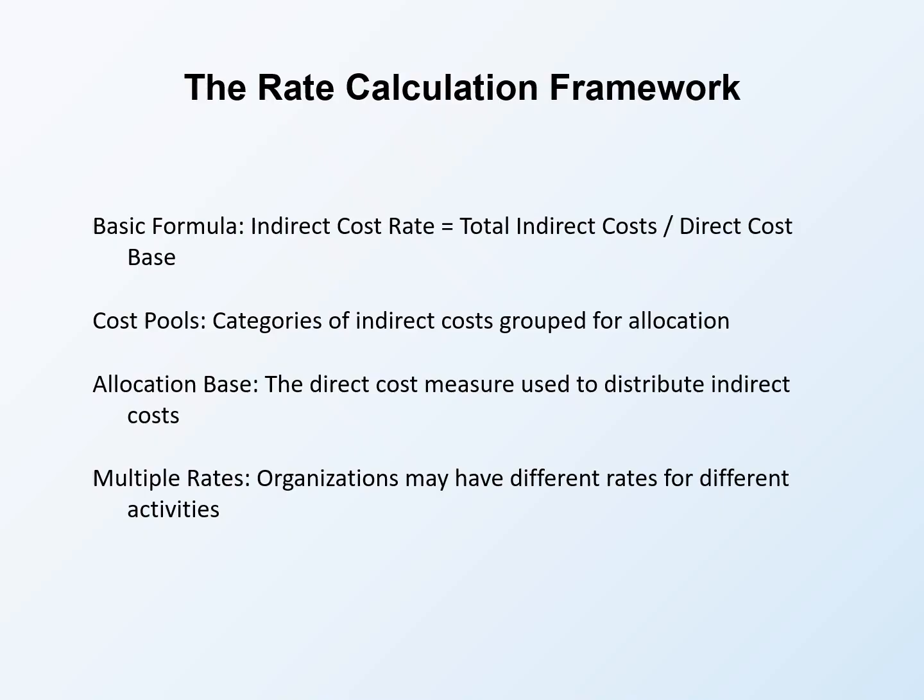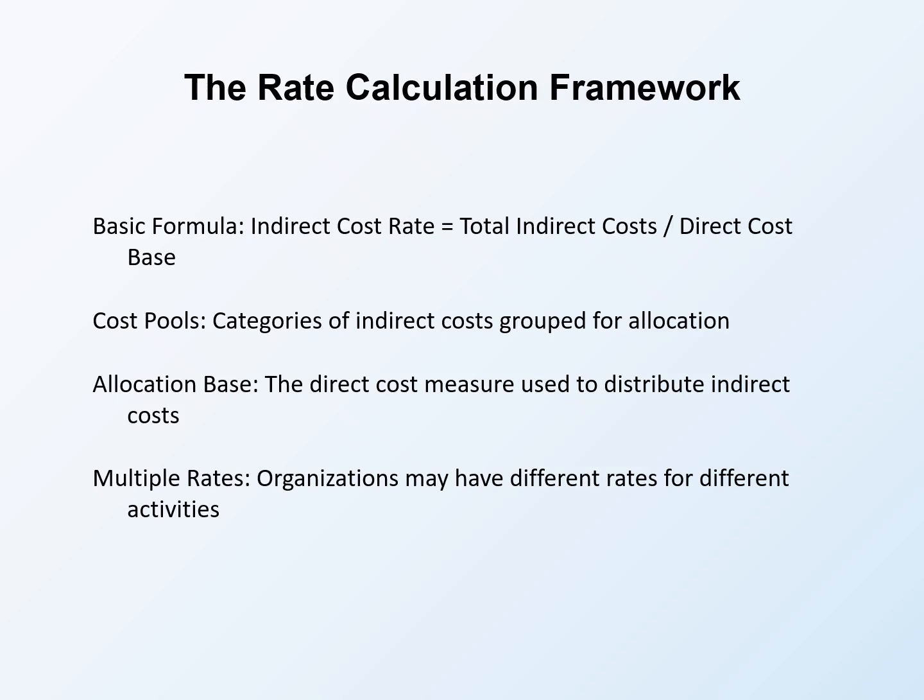Cost pools are categories of indirect costs grouped for allocation purposes. Rather than tracking every individual indirect expense, similar costs are pooled together. Facilities costs form one major pool, administrative costs form another. Each pool is then allocated using an appropriate method. The allocation base is the direct cost measure used to distribute indirect costs. Modified total direct costs is the most common base, but other bases may be used for specific cost pools. The base should reasonably represent how indirect costs relate to direct activities.